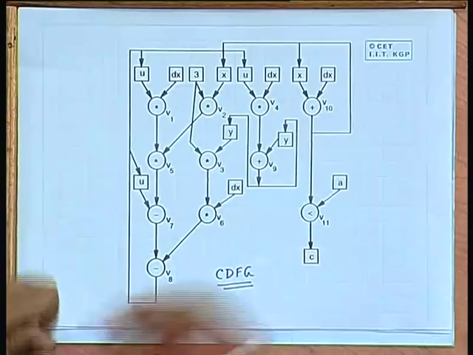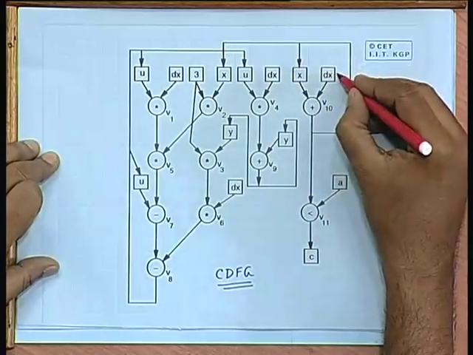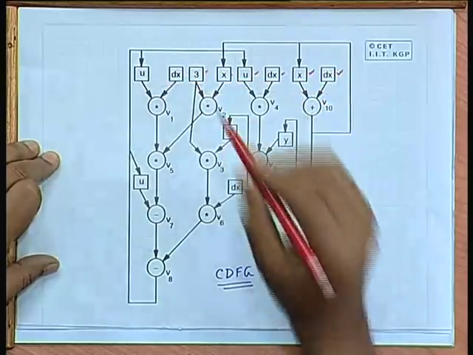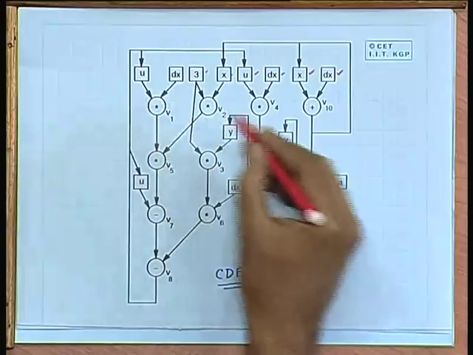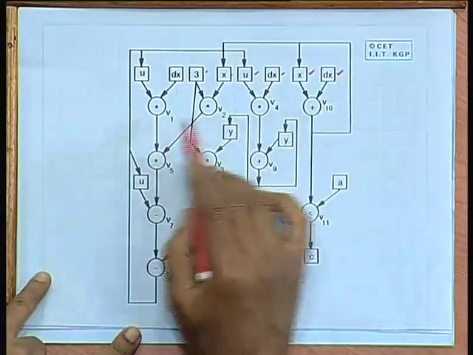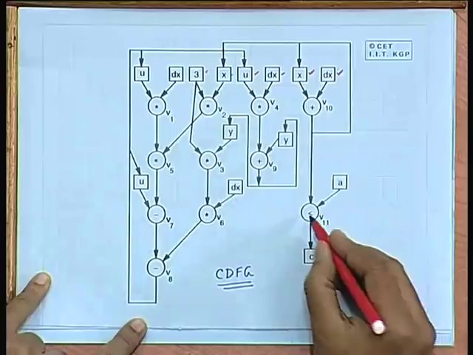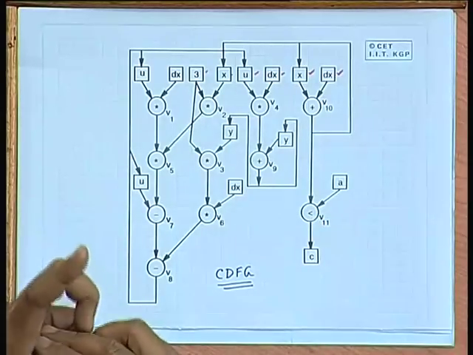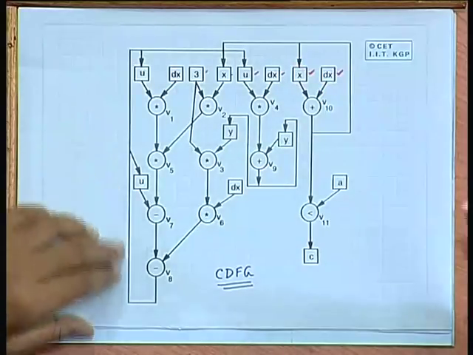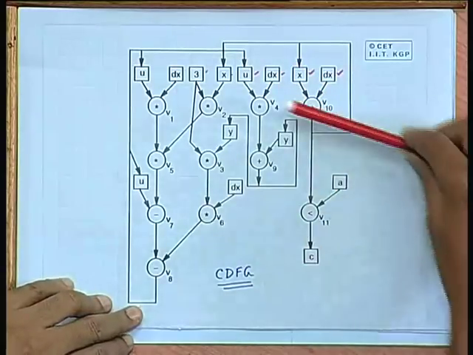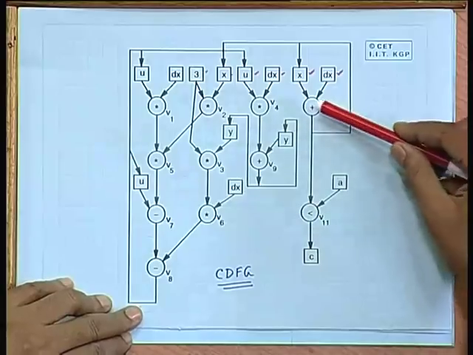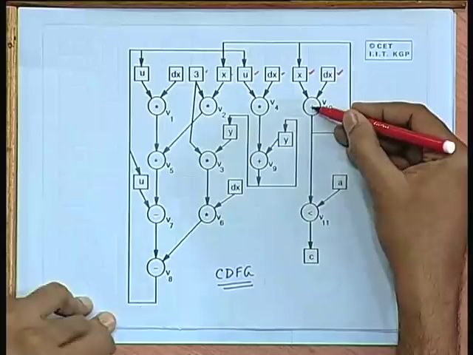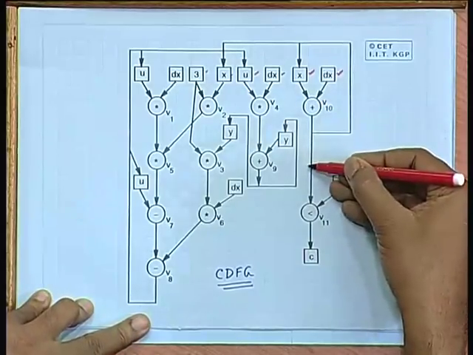In this example, these rectangular boxes are used mainly for convenience. They actually give the names of the variables which are coming. But the circles are the actual behavioral operators: multiplication, addition, etc. This is a comparator. Given a diagram like this, you can easily understand that in terms of time, you have some flexibility. For example, it is not necessary to do this addition in the first step. You can even defer it down to the second step if the need arises.